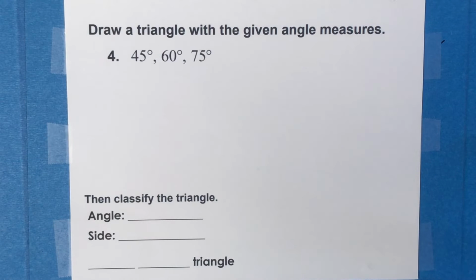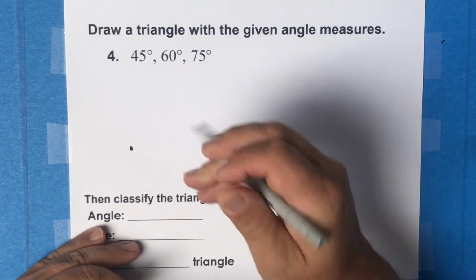All right. Again, we're going to construct a triangle that has given angle measurements. And this particular triangle has a 45-degree, a 60-degree, and a 75-degree angle. So like I did last time, I'm just going to start with the vertex.